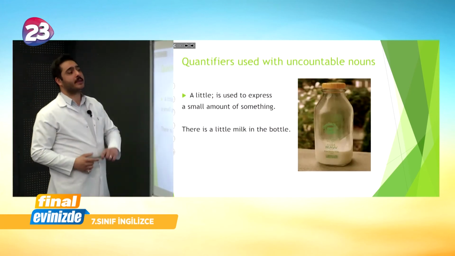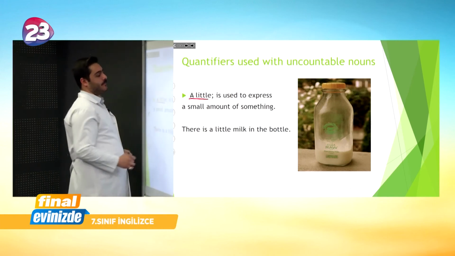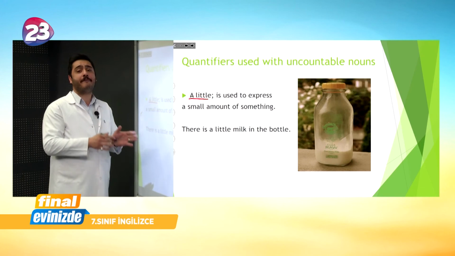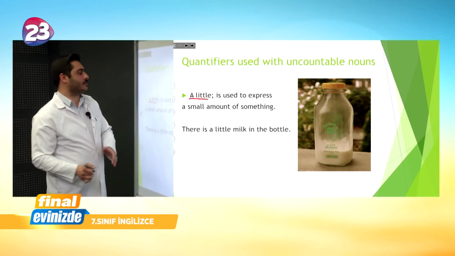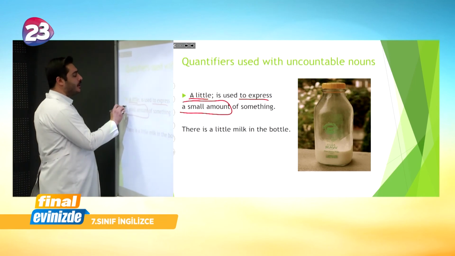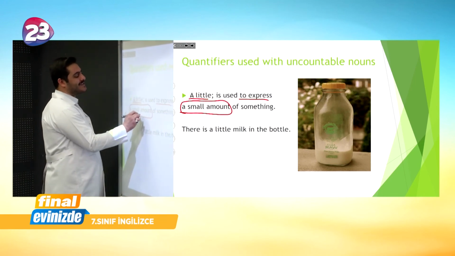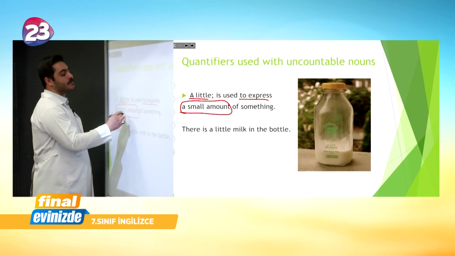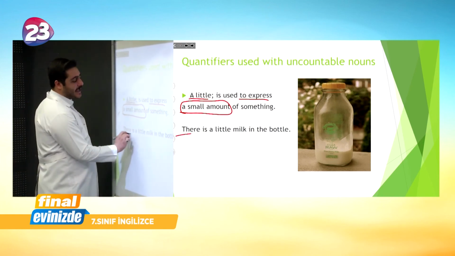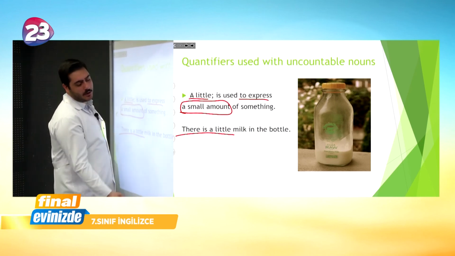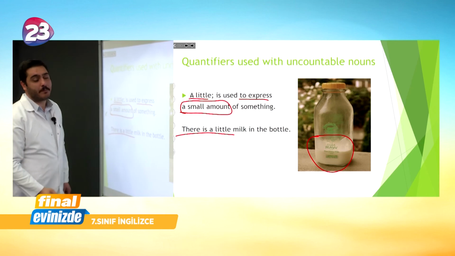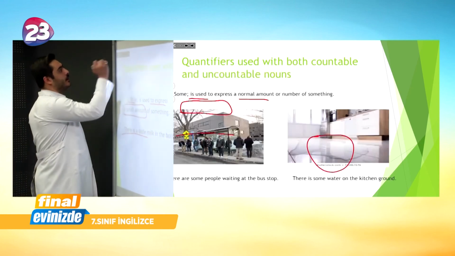Quantifiers used with uncountable nouns. A little. A little is the same form of a few for uncountable nouns. It is used to express a small amount. Pay attention here. It is not a small number. It is a small amount of something. For example, there is a little milk in the bottle. You can see there is only a little milk in the bottle. So milk is uncountable. Let's go on.